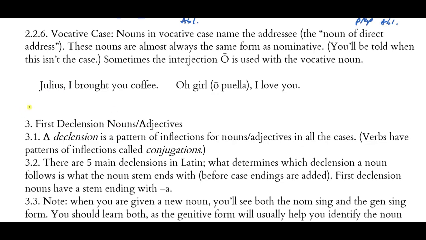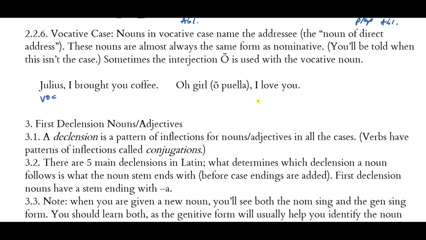So here's an example. Julius, I brought you coffee. Now, Julius is the vocative noun, but I want you to notice that its status in the grammar of the sentence is that it's technically unnecessary grammatically. Or to put it another way, if I dropped the vocative noun and just had "I brought you coffee," that would be a perfectly good grammatical sentence. So vocatives are extra words whose grammatical status is not obligatory, but yet they're important because they name the addressee in a particular context. Hey, Julius, I brought you coffee.